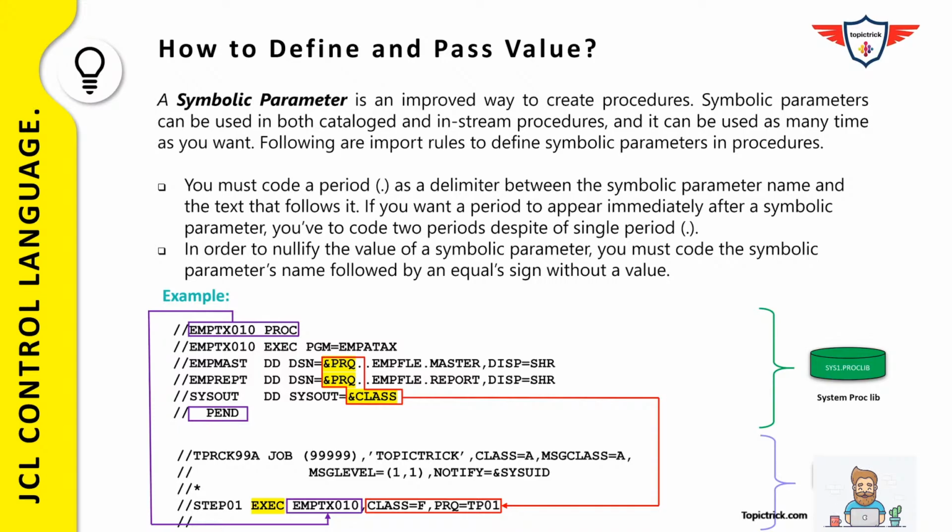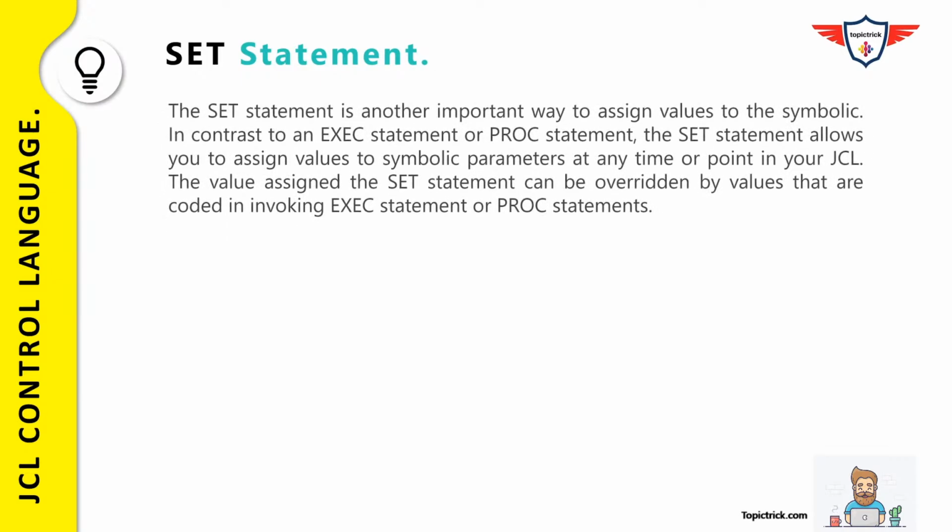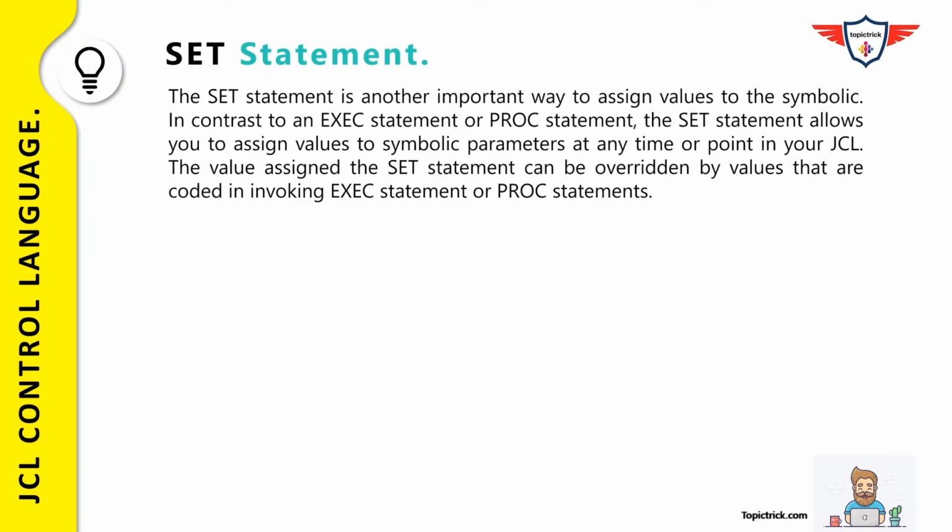Due to this flexibility of symbolic parameters, it is always recommended that you use symbolic parameters while writing your procedures. Now let's talk about the SET statement, which is generally used to assign values to these symbolic parameters. And thereafter, we will talk about how you can concatenate these symbolic parameters to create different job control statements in your procedures. The SET statement is another important way to assign values to the symbolic parameter.